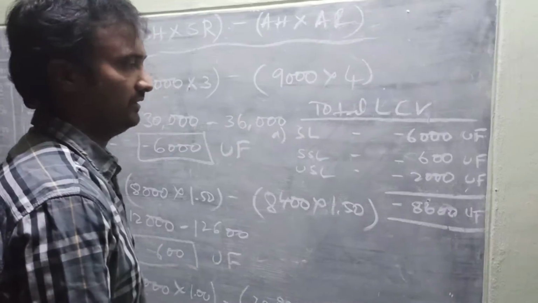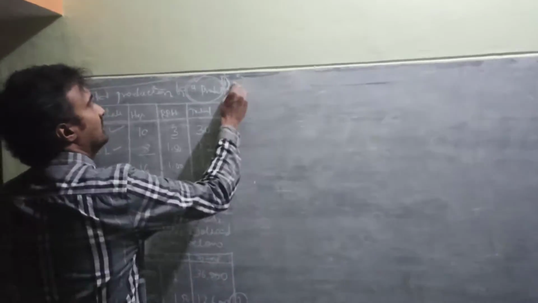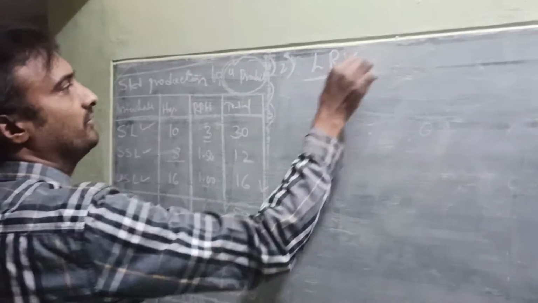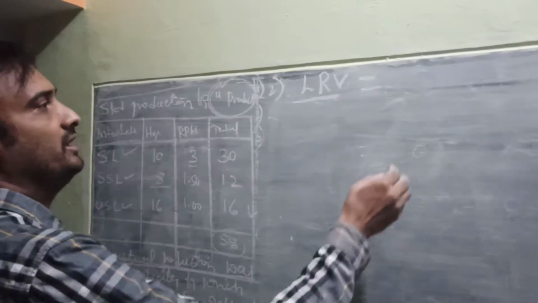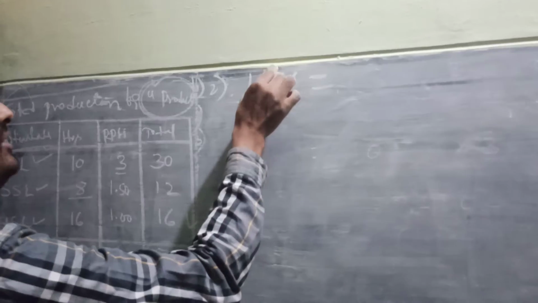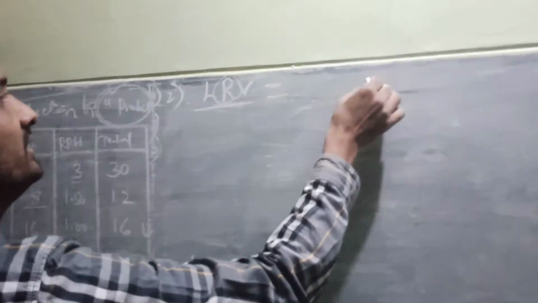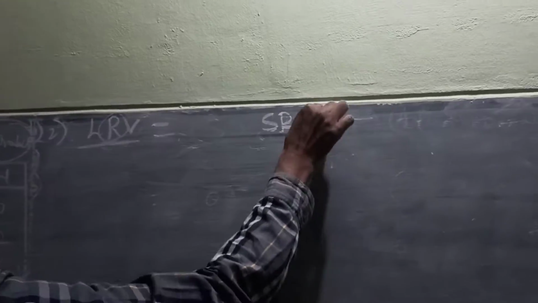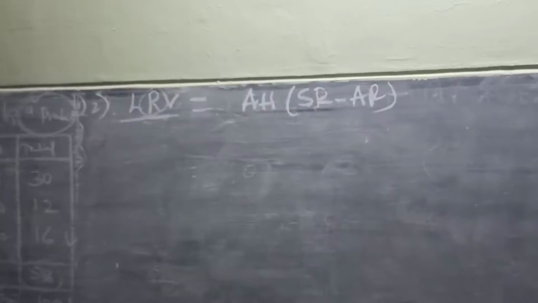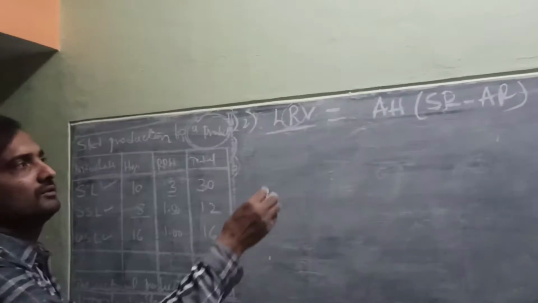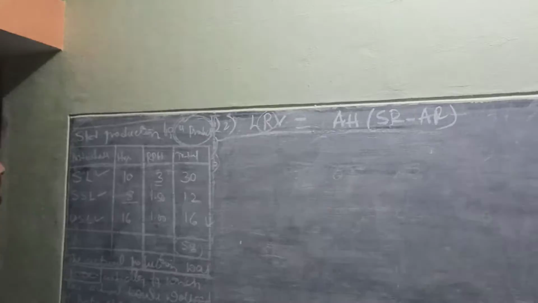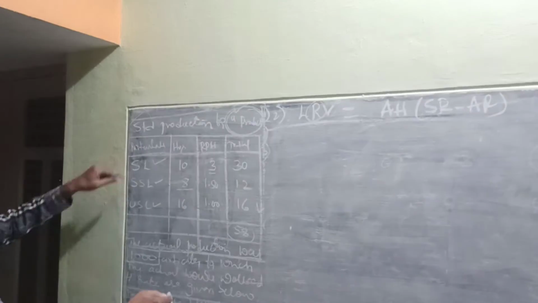The second cost variance is labor rate variance, LRV. LRV can be calculated by using the following formula. Labor rate variance means here rate is the basis. So we should take the standard rate minus actual rate paid, for actual hours. This rate variance can be calculated for 3 different laborers.